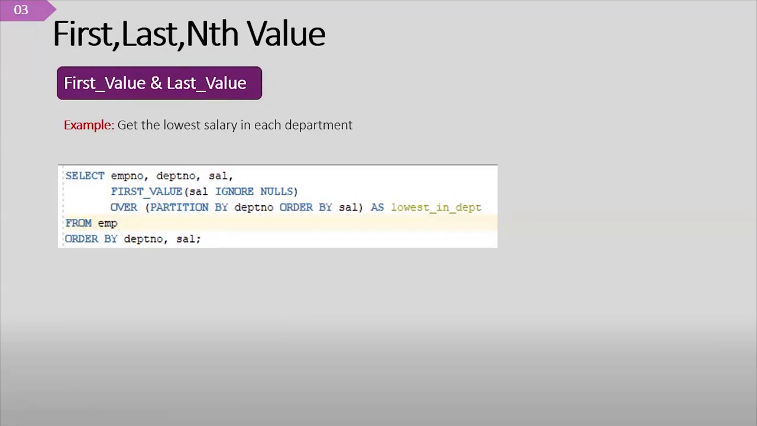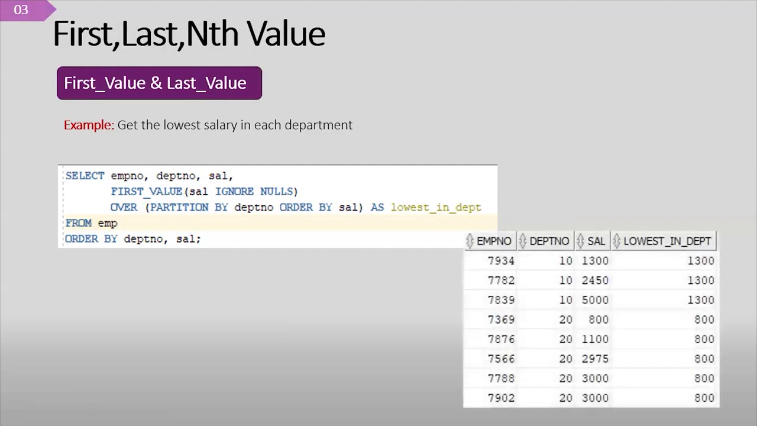I hope you got it. And it's very easy, just use the function, put the column, and it gets you the lowest salary. And here, for example, department number 10 got the lowest salary 1,300, department number 20 got the lowest salary, which is 800, so it will have 800 in all of them.